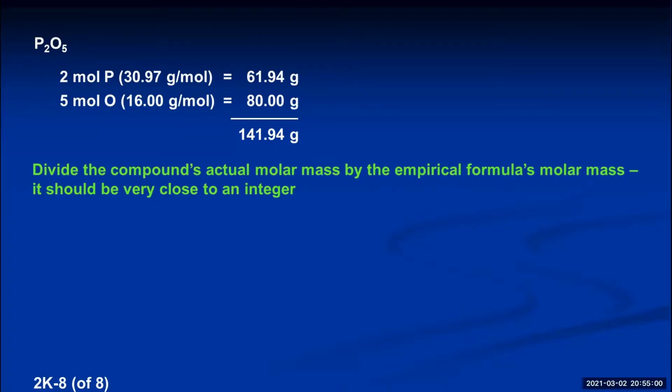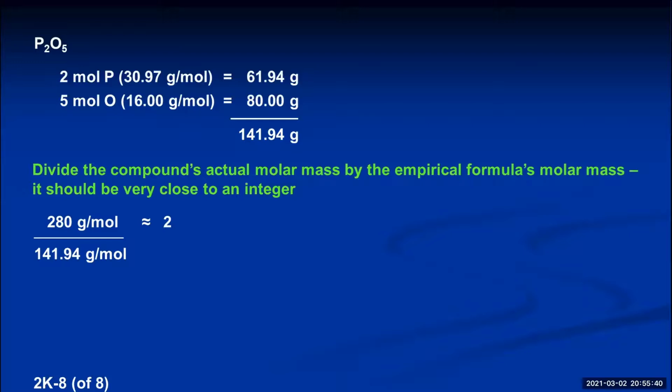So you divide the compound's actual molar mass, that's the 280 given in the problem, by the empirical formula's molar mass, which is 141.94, and whatever you get should be very close to an integer. In fact, it should be exactly an integer, but if it isn't, it's only because of experimental error, okay? So if we take the 280 divided by the 141.94, and you do it in your calculator, this comes out 1.9 something, and it doesn't come out exactly an integer, but what is the closest integer it rounds to?